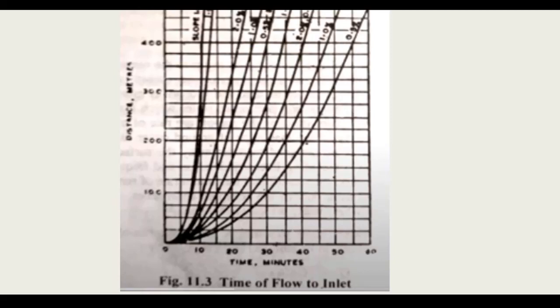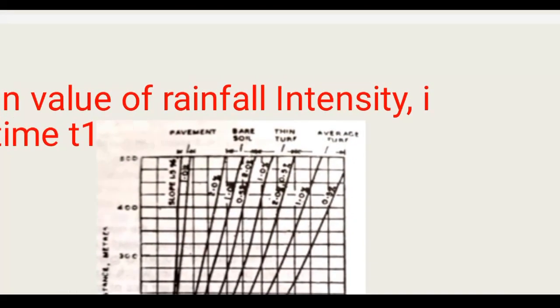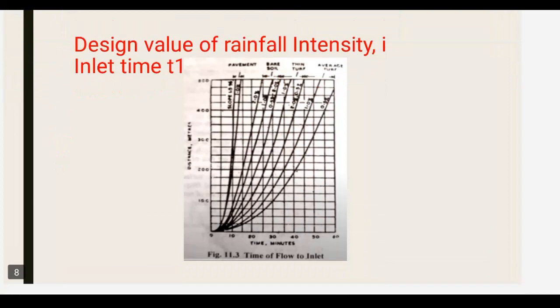Here we can see on the x-axis time in minutes, y-axis distance in meters, and above we can see pavement or bare soil, or thin turf or average turf. So with respect to different slopes, these different lines are provided. So with respect to the pavement surface and the slope, we can find the required data. That will be your small t1.